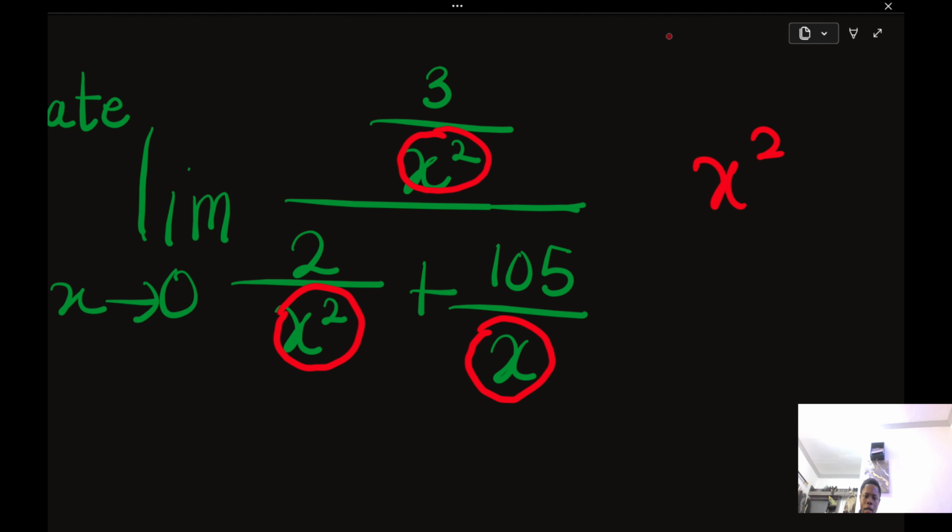Now you can see that when you divide through by x squared, you cannot get rid of the x squared. So the best way to get rid of the x squared, so that when you substitute 0 into the expression it becomes defined, is to multiply through by the x with the highest power. So we are going to multiply each of the terms in the expression by x squared. That's what we are supposed to do now.